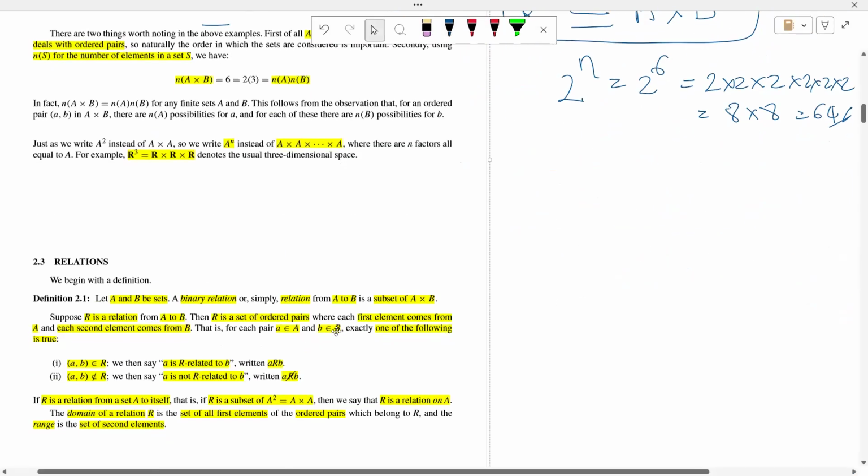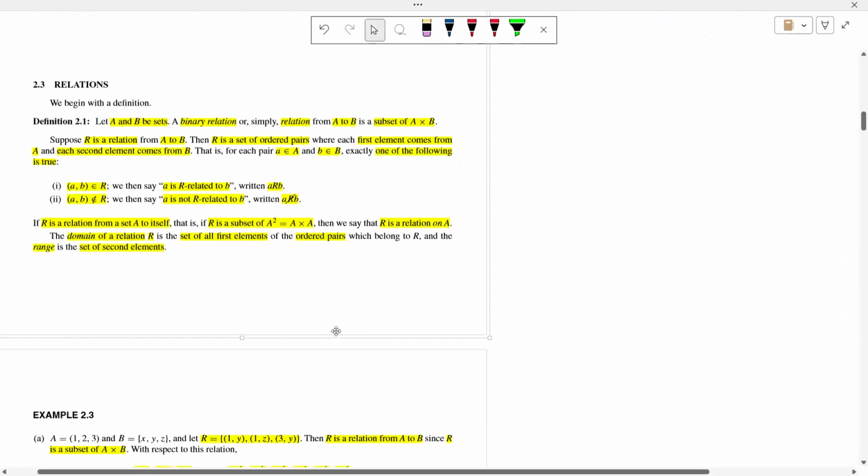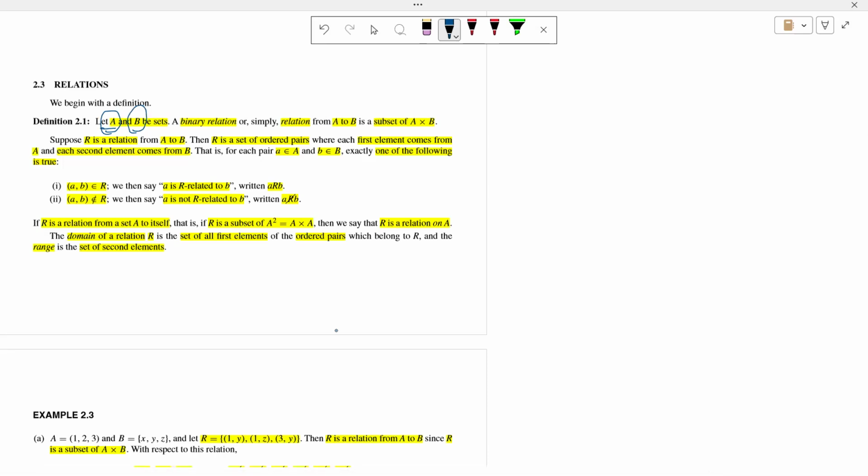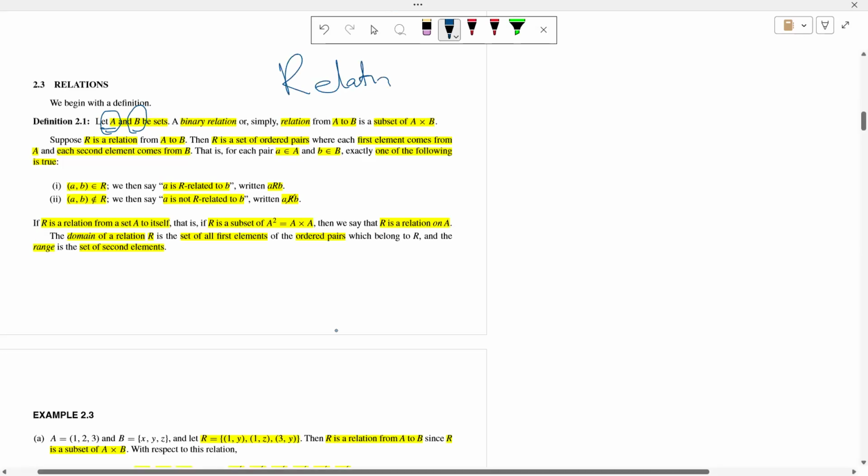Okay, now we will move to relations. We already discussed something about them, so now we will look at the definition of a relation. You have two sets, A and B. A is a set, and B is another set. A relation from A to B, which we can also call a binary relation.